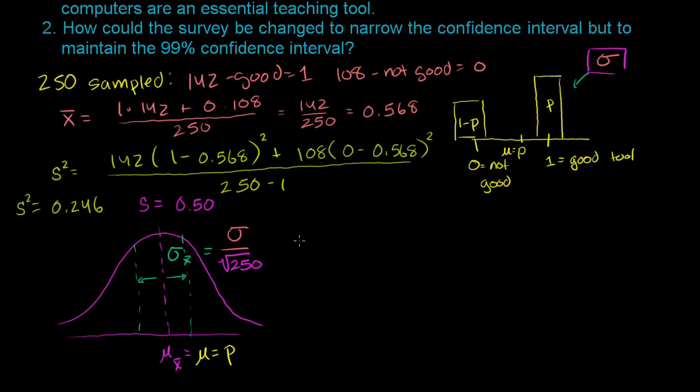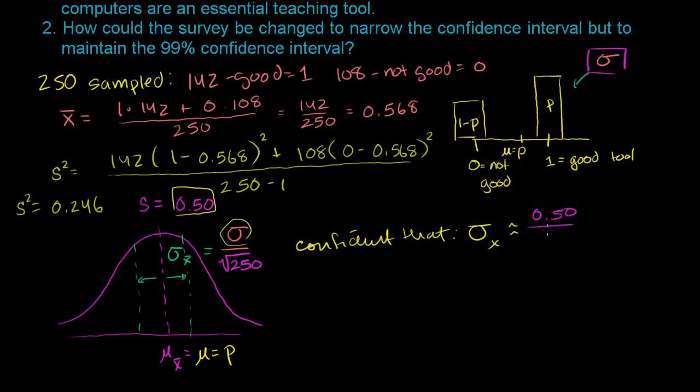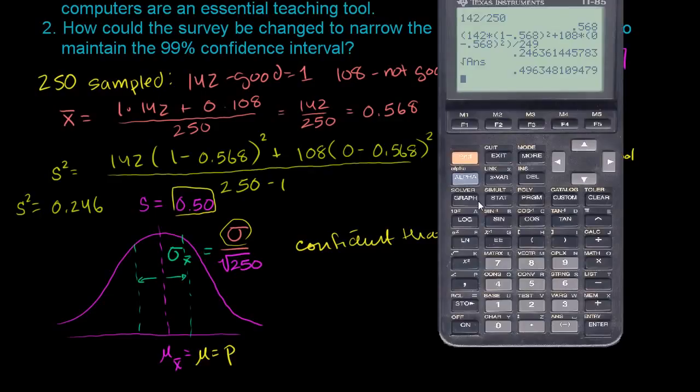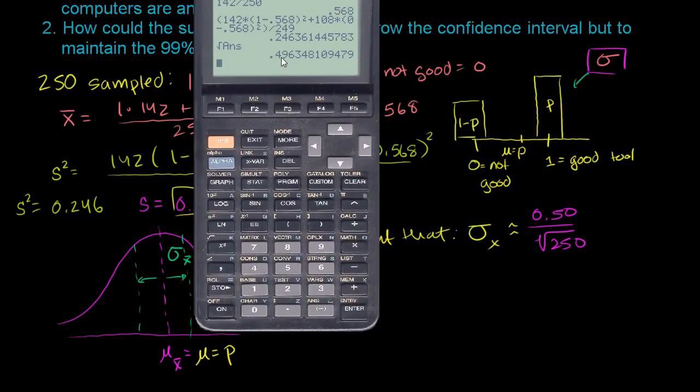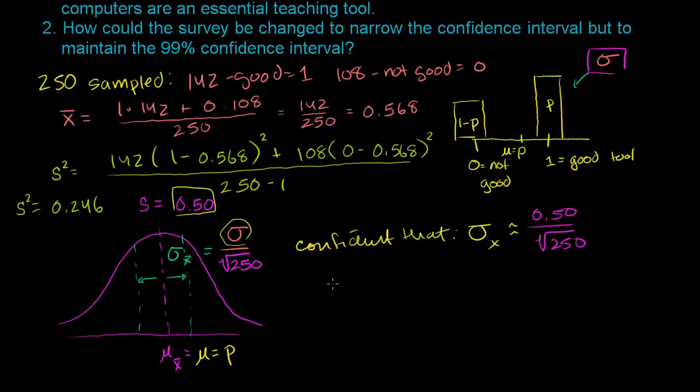We're confident that the standard deviation of our sampling distribution is going to be around, instead of using this, we can use our sample standard deviation. So 0.50 divided by the square root of 250. And what's that going to be? We get 0.031. So this is equal to 0.031 over here. So that's one standard deviation.